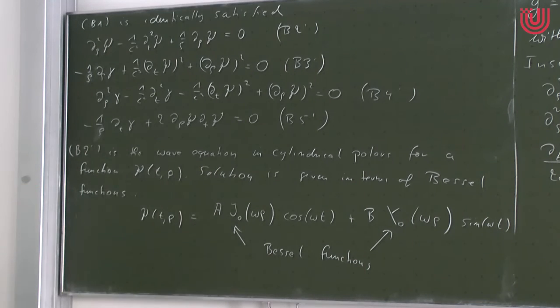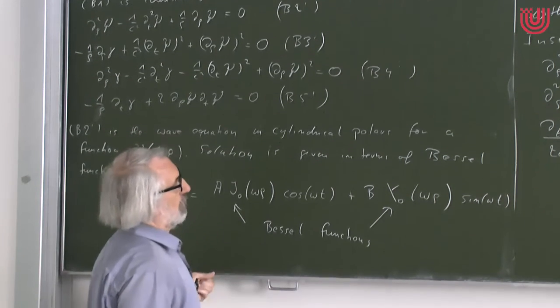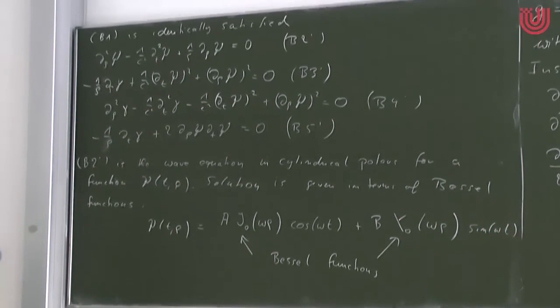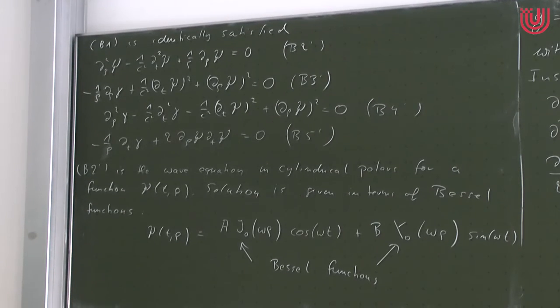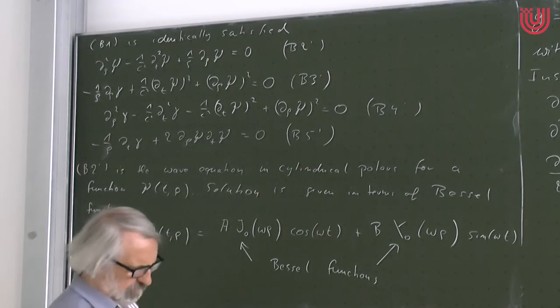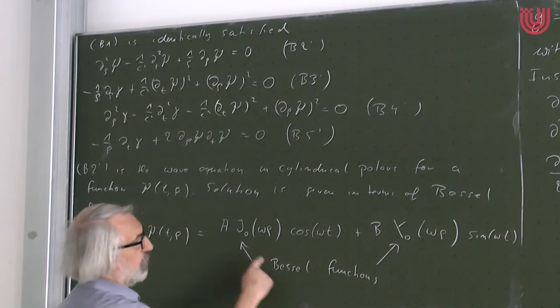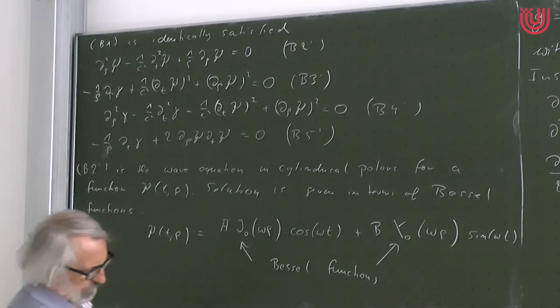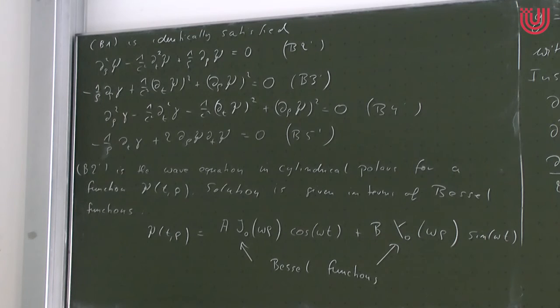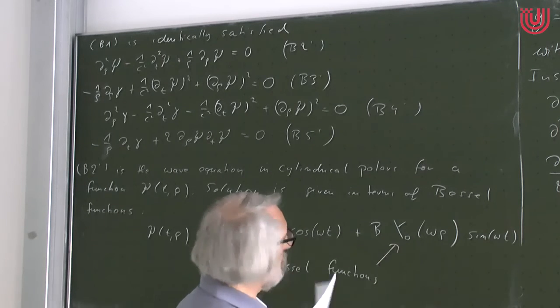And for the omega, you can choose any real number you like. So this is the solution. These Bessel functions have the following property. Which one is regular at the center? This is called the Bessel function of the first kind. This is called the Bessel function of the second kind. And the J naught is regular. The other one becomes singular on the axis.